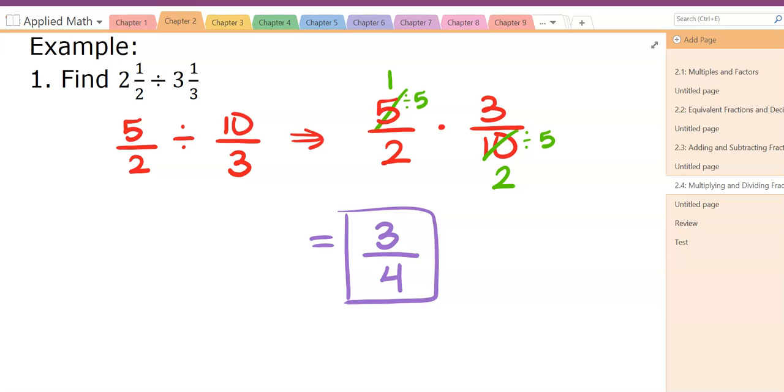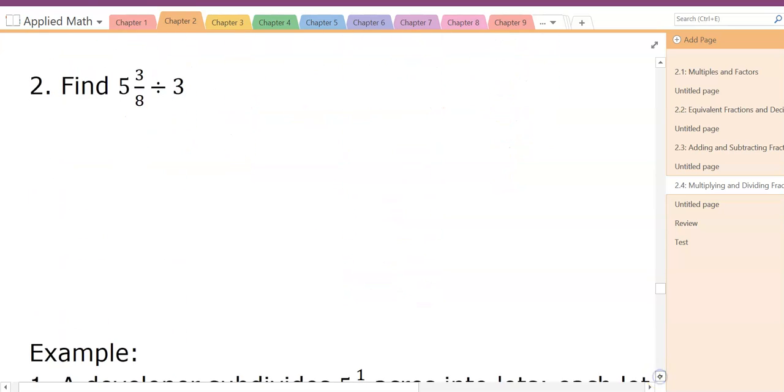Okay, you guys try number 2. Change the first one to an improper fraction, then multiply by its reciprocal.